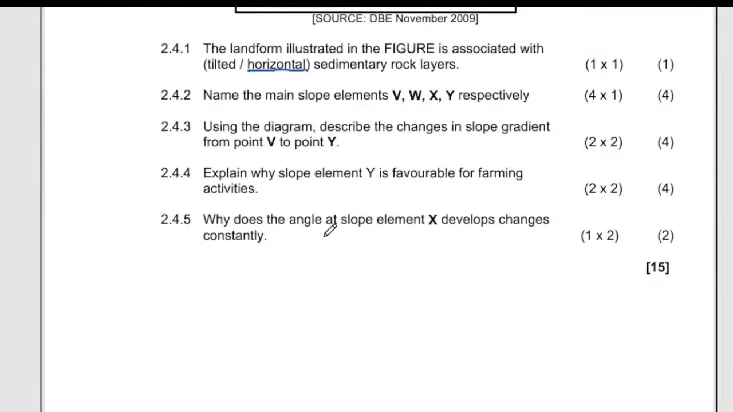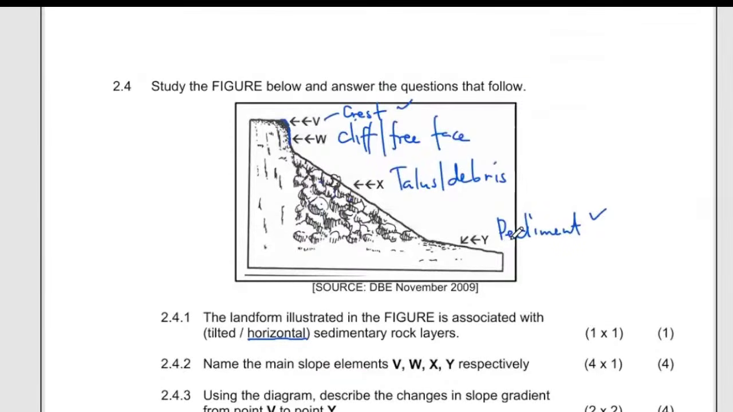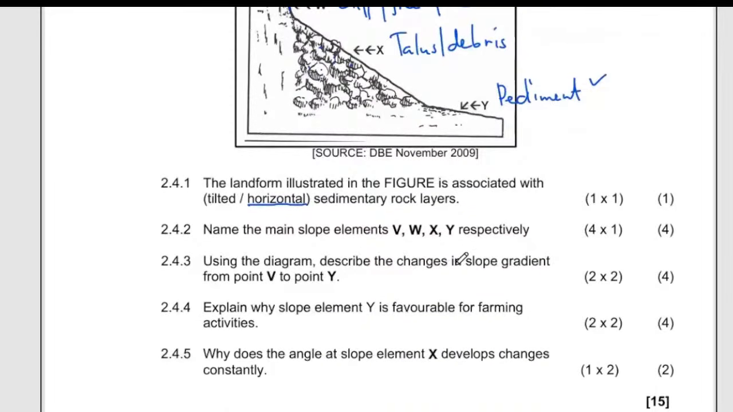Explain why slope element Y is favorable for farming. Why is the pavement here favorable for farming? Right, the reason is we have fertile soil. Where does the fertile soil come from? It comes from weathered material from the top of the slope here. The finer material is going to be deposited here. So we have fertile soil for crops.